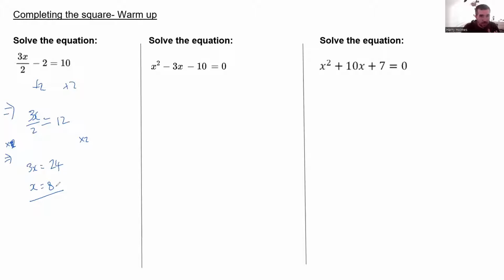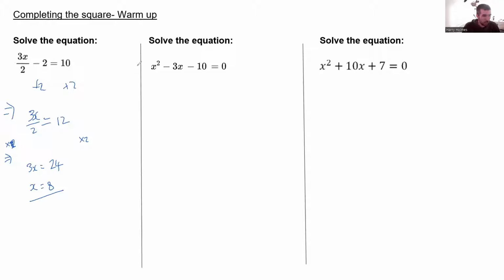Now, the second equation here is hopefully something that is familiar if you're learning completing the square. If it isn't, then maybe you need to practice quadratic equations by factorizing. But this is a quadratic equation, and our method for solving it is not balance method, because if we try and rearrange this, we run into some trouble. And maybe I can illustrate that right now.